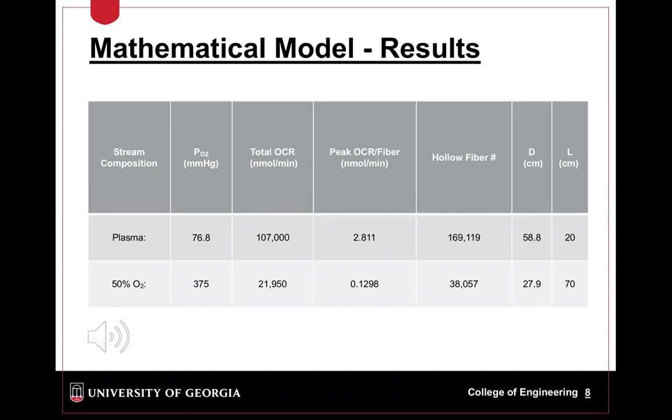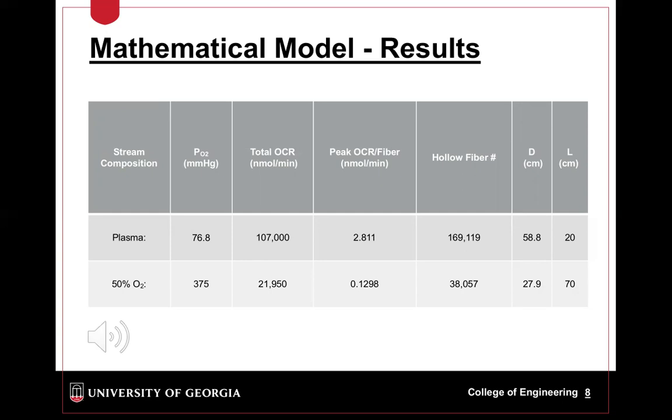When entering the liver, blood typically has an oxygen partial pressure of 76.8 millimeters mercury. Given this partial pressure of oxygen, 100 grams of liver mass is able to consume 21,945 nanomoles per minute of oxygen. Since the peak consumption rate per capillary was determined to be 0.12976 nanomoles per minute, with the partial pressure of oxygen of 76.8, the number of capillaries required would be astronomical at 169,120 capillaries.